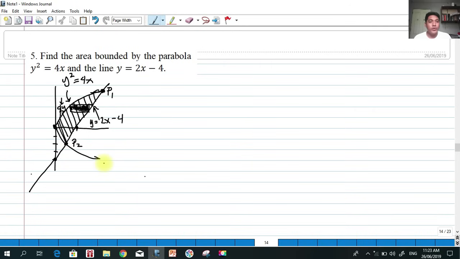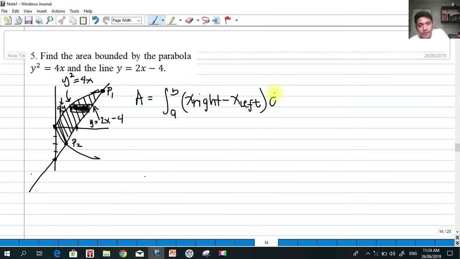Okay, so what are we going to do? First, we have already graphed the line and the parabola, and we used a horizontal strip. So the area is equal to the integral from a to b of x right minus x left, dy, since we use horizontal strips.